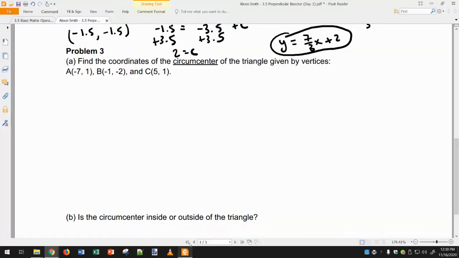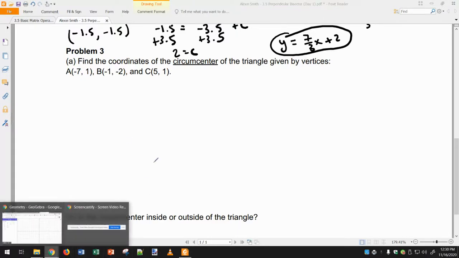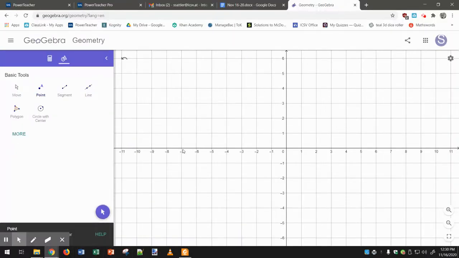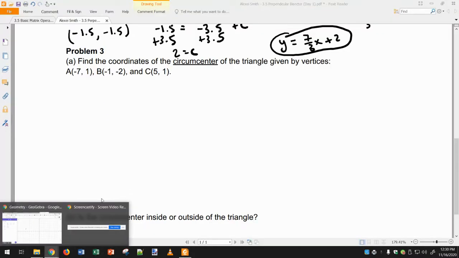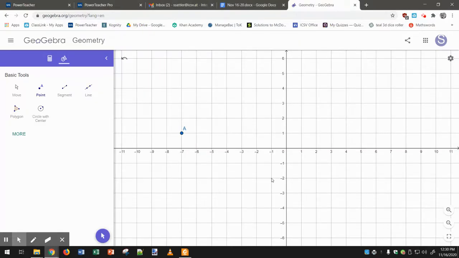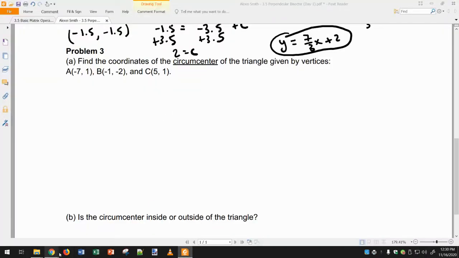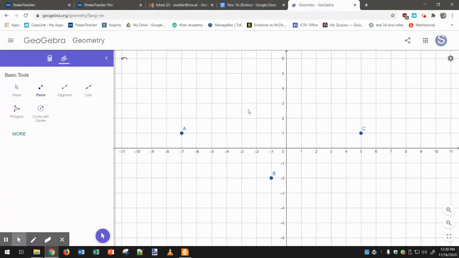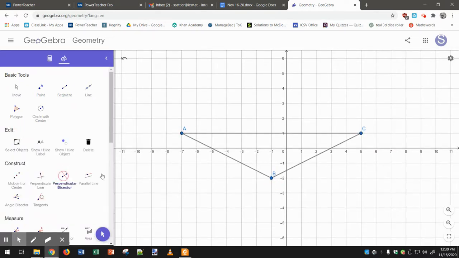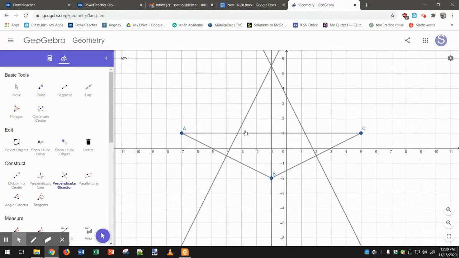So now I can do negative 7 and 1. And then negative 1, negative 2. And 5 and 1. So I'm going to make a triangle out of these. And the circumcenter is going to be the intersection of the perpendicular bisectors. And so it doesn't matter if I do all 3 or just 2, because they're all going to be at the same spot.